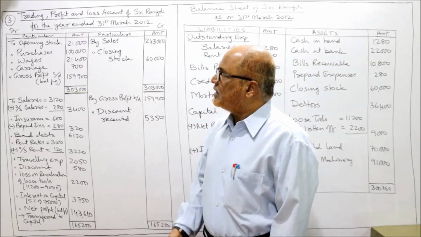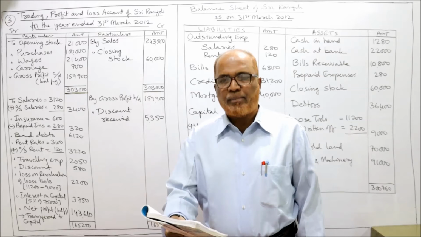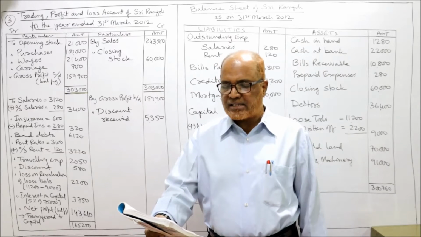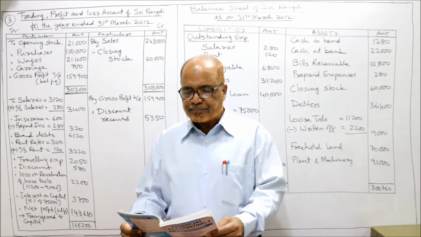Now I am going to start the next problem, problem number 3. From the following trial balance of Sri Rangoli, prepare final accounts after making necessary adjustments. The trial balance is given in the problem.